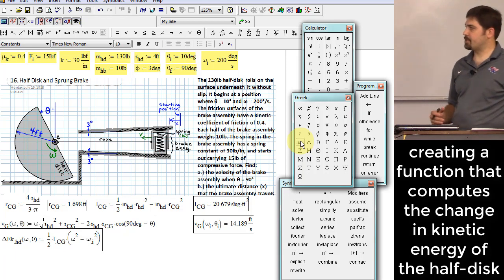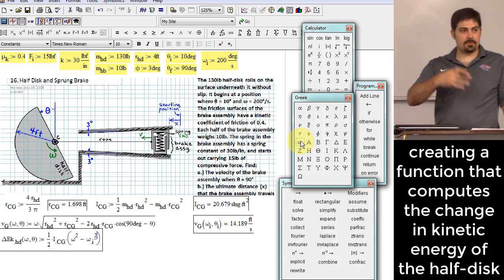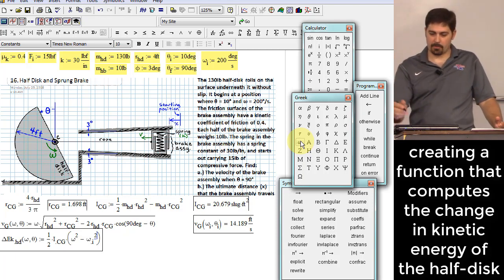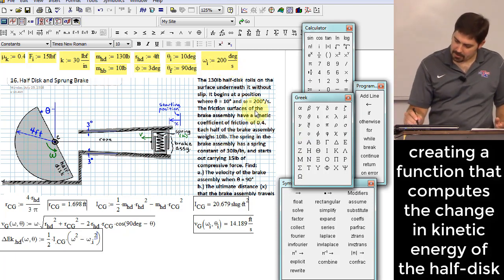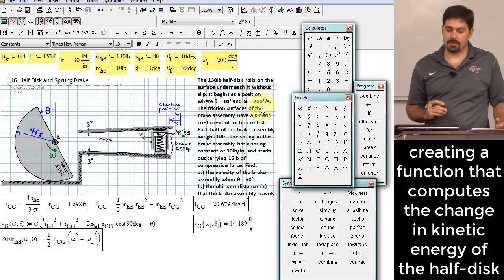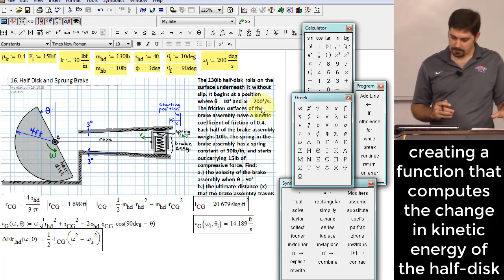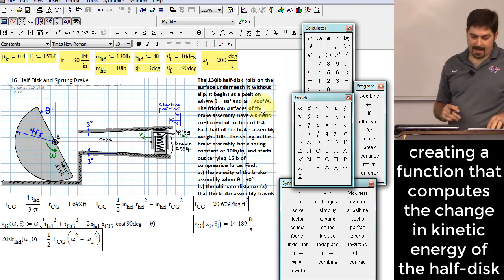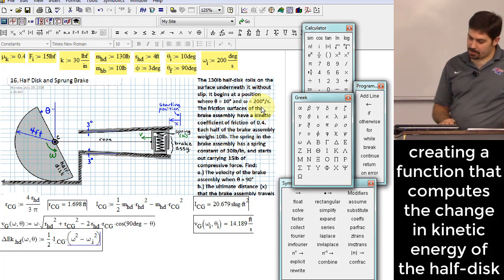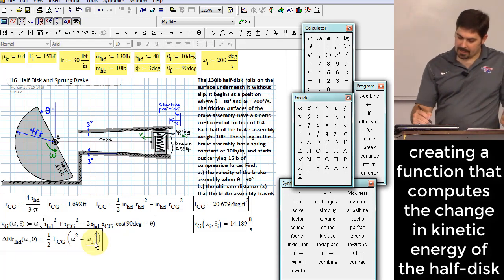Okay, and this will give us the change in the amount of kinetic energy to our new location relative to how we started. Because remember, we're starting here with an initial angular velocity of 200 degrees per second. All right, that handles the angular portion of the kinetic energy.